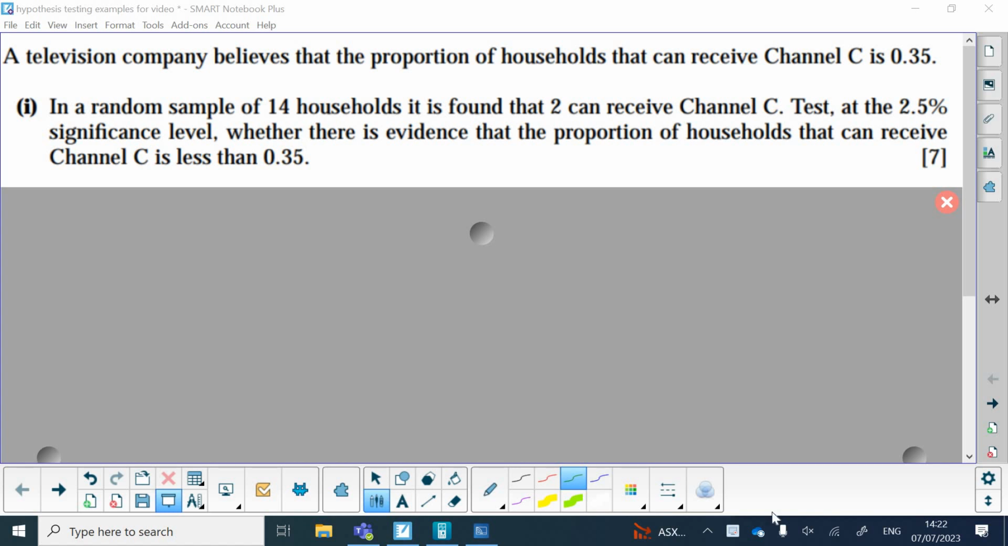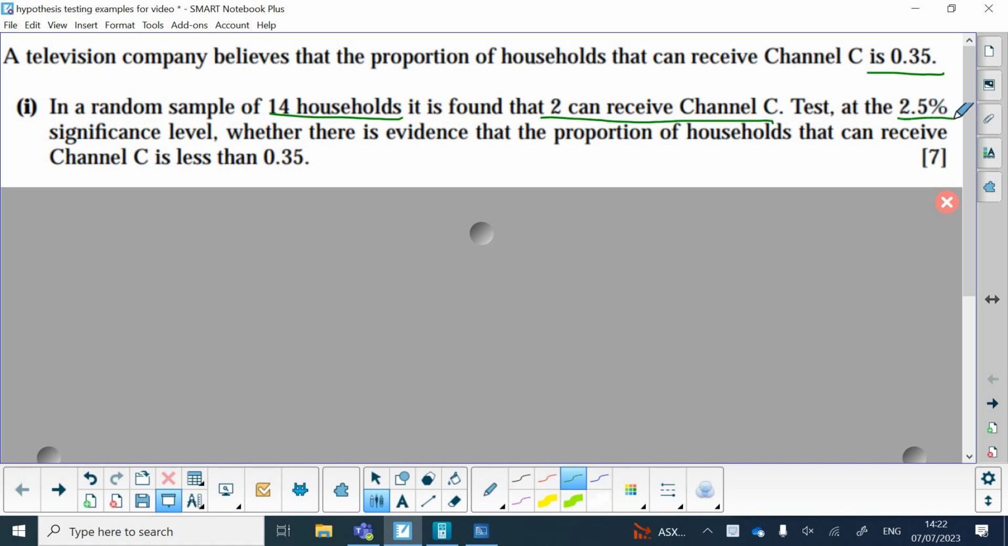Hi, this video is about doing binomial hypothesis testing using the new distribution menu on the calculator, and we'll start with one-tailed tests. So let's read through this situation. A television company believes that the proportion of households that can receive channel C is 0.35. And we have a random sample of 14 households, and in that 2 can receive channel C. So that's what we're really interested in.